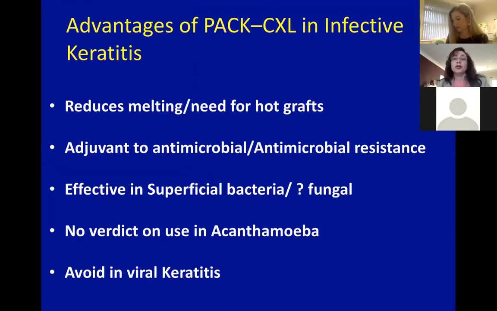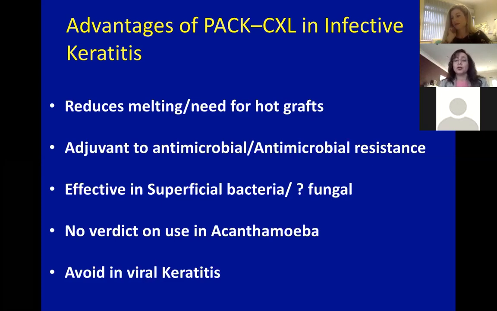So the advantage of PACK-CXL is that it reduces the melting, and with that you reduce your need for hot grafts if things are going downhill. It is an adjuvant to antimicrobials, especially if you have antimicrobial resistance. From the literature reviews, it is effective against superficial bacterial and potentially superficial fungal infections, but not as effective in deep infections. There is no verdict on acanthamoeba yet, so mixed reports in the literature.